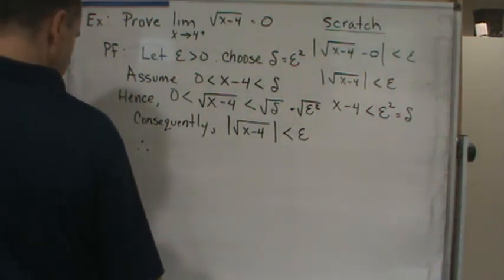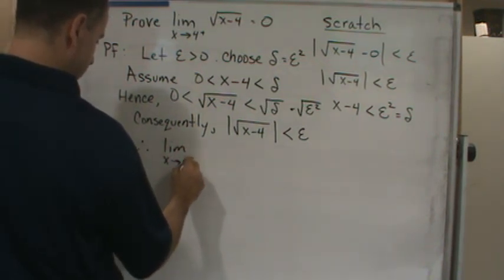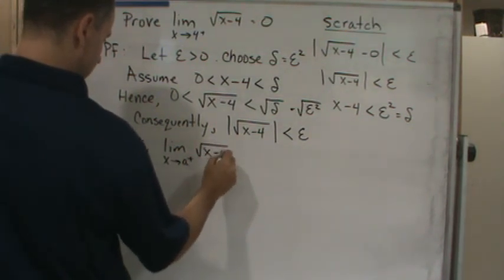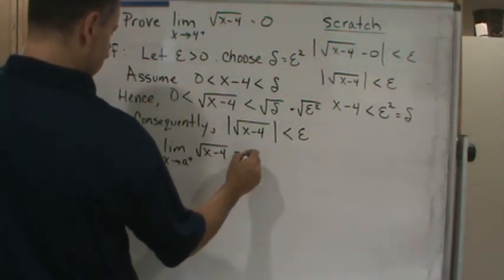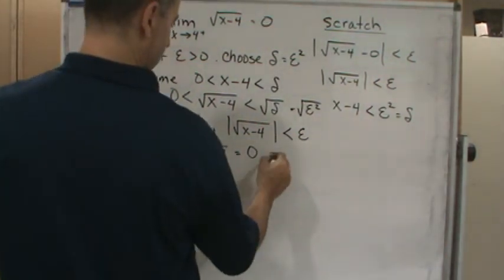Therefore, the limit as x approaches 4 from the right of the square root of x minus 4 equals 0. And we're done.